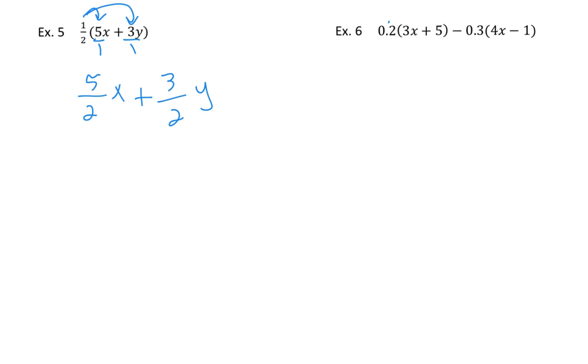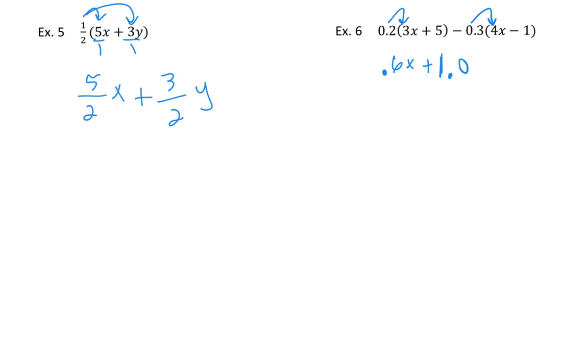Example 6, 0.2 times 3. Well, let's just think of that as 2 times 3, and then we'll move the decimal one spot to the left, so that way it's multiplying by 0.2. So 2 times 3 would be 6x. We need 1 decimal point, so 0.6x. 2 times 5 is 10. Move the decimal 1 point, that would give you just a 1. Or 1.0 if you prefer.